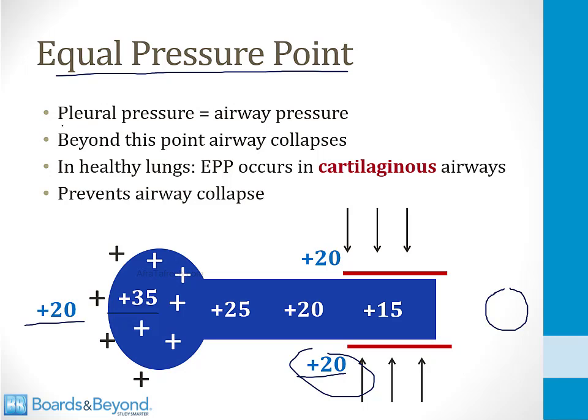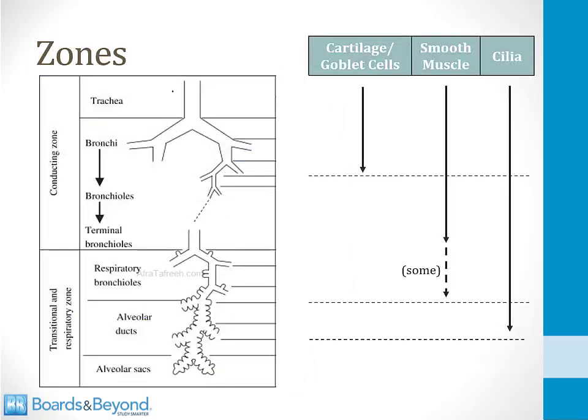The equal pressure point is the point where pleural pressure equals the airway pressure. Beyond this point, the airway collapses, but in healthy lungs, the equal pressure point occurs in the cartilaginous airways, and therefore airway collapse does not happen. Here's a slide that I go through in detail in the video on pulmonary anatomy.